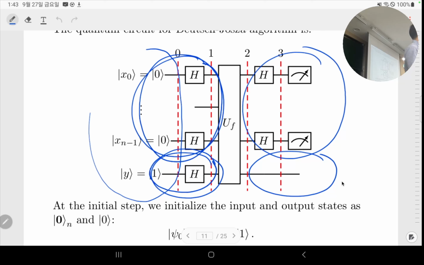하다마드를 안 걸면 그냥 F(0000)이 무슨 값인지 알 수 있죠. 네, 오라클을 거치면 알 수 있죠. 여기다 0 넣고 이걸 다 없애고 거치면 여기에는 F(000) 값이 나올 거 아니에요? 그걸 읽어서 메저먼트 에러가 없으면 그 값이 함수 값이 되겠죠. 근데 우리가 원하는 건 밸런스드인지 컨스턴트인지를 알아내는 건데, 그런 식으로 하면 클래시컬한 거랑 똑같잖아요. 지수번만큼 이 회로를 돌려야 된다고. 근데 이렇게 하면 한 번에 되니까.